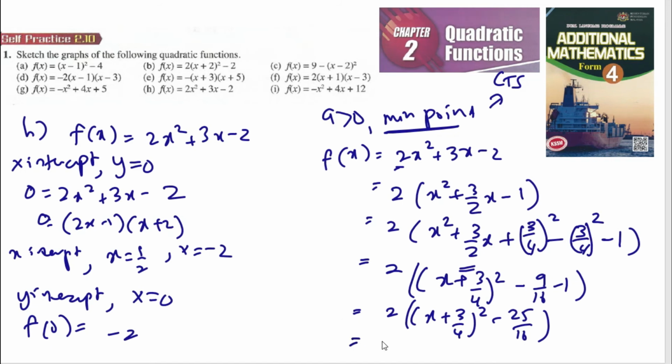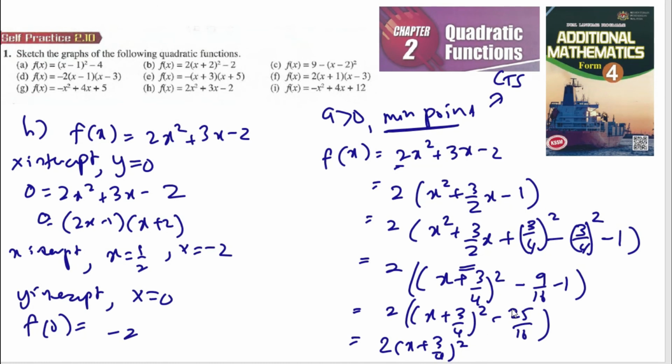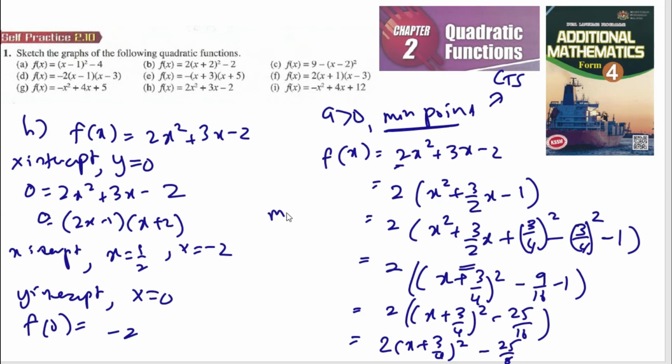So when we open the bracket, negative 25 over 16 times 2, we get minus 25 over 8. So the minimum point is negative 3 over 4 and negative 25 over 8. So we know the x-intercepts are a half and negative 2. The y-intercept is negative 2, and the minimum point is negative 3 over 4 and negative 25 over 8.